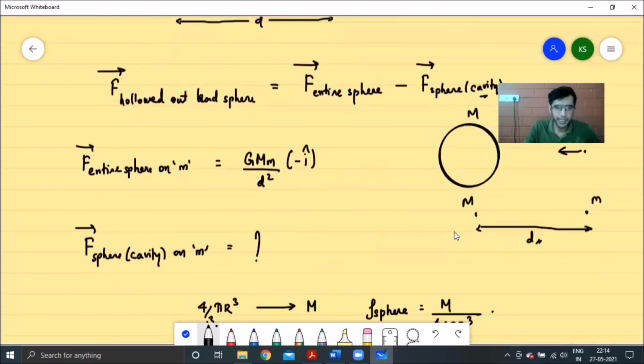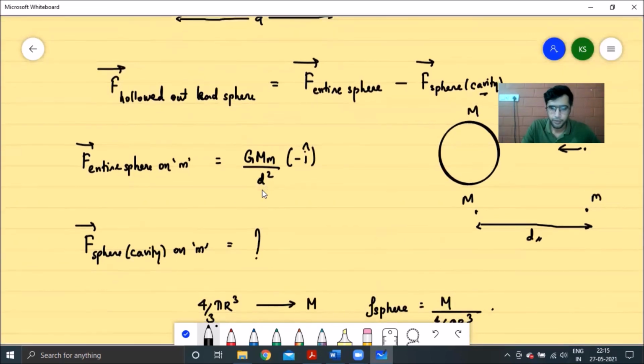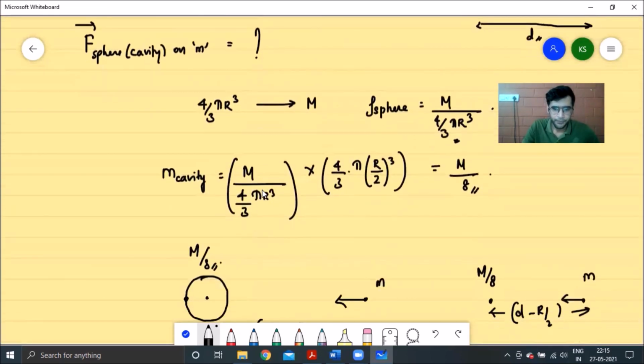And what was the force exerted by the entire sphere? I can assume that the mass of the sphere is located at its center. So using Newton's law of gravitation, that was G capital M small m divided by d square. Then we found out the mass of the cavity, for which we had to make use of the density expression. We found the density of the sphere, and found that the mass of the cavity will be equal to M by 8.